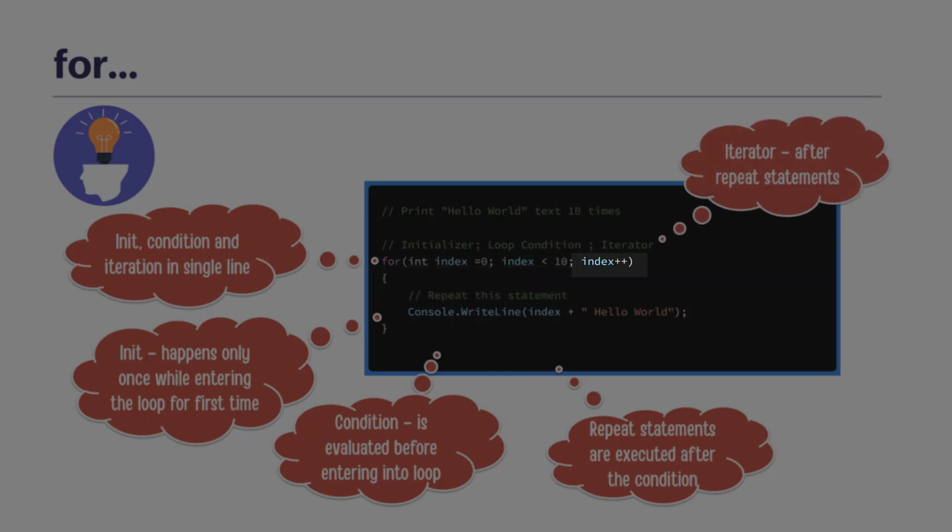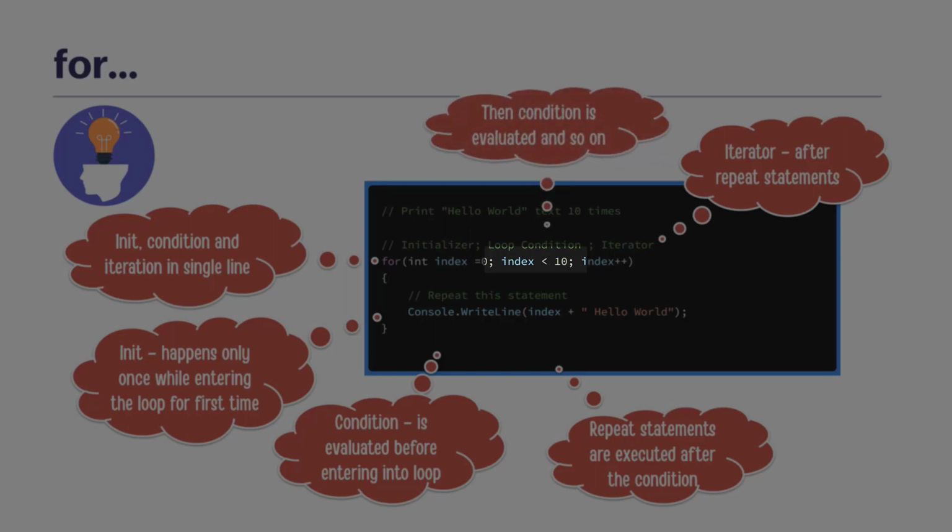In this code snippet, the iterator part increases the value of index by 1 using post increment operator. After iterator statement, the condition is evaluated again, and the flow continues like this until the condition is false. When the condition is false, the next statement after the loop is executed.